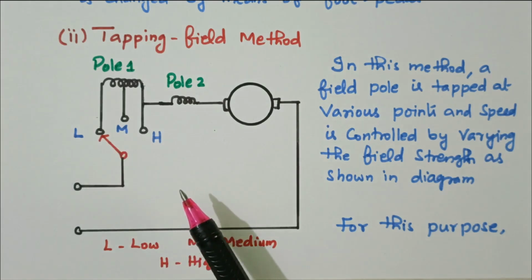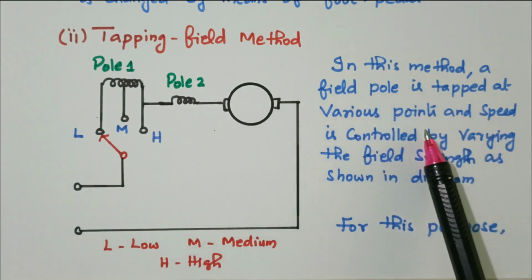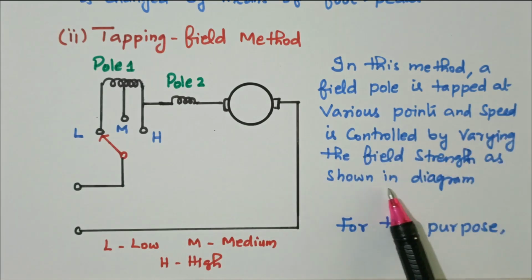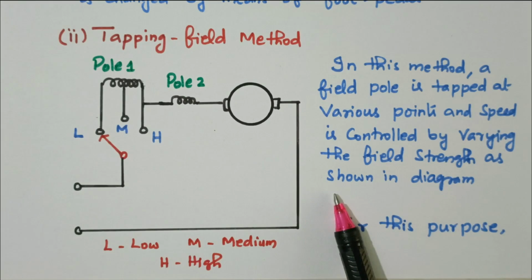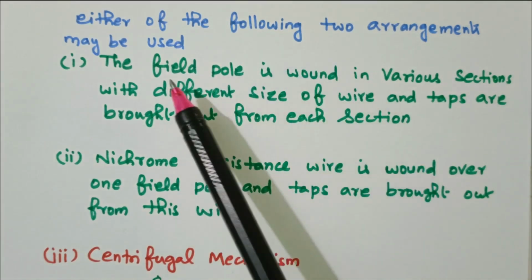That is another method. So in this method, a field pole is tapped at various points and speed is controlled by varying the field strength, as shown in the diagram. Field strength means if the field is connected completely, more flux is produced and speed decreases. If the field is not connected, less flux will be produced, so more speed will be there. For this purpose, we can have two methods. Either of the following two arrangements may be used.